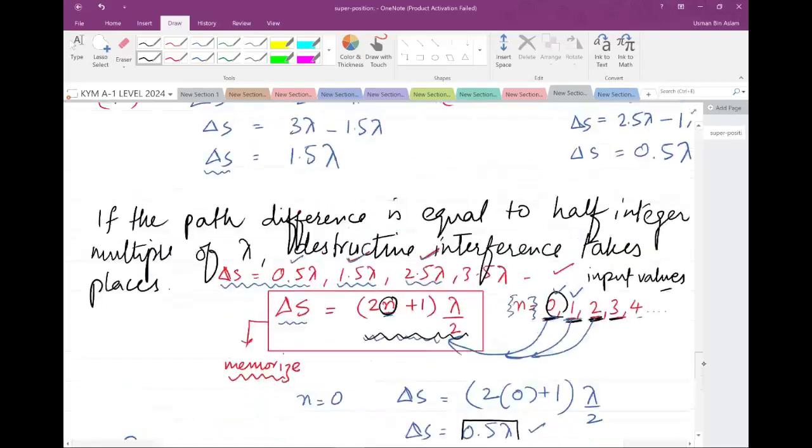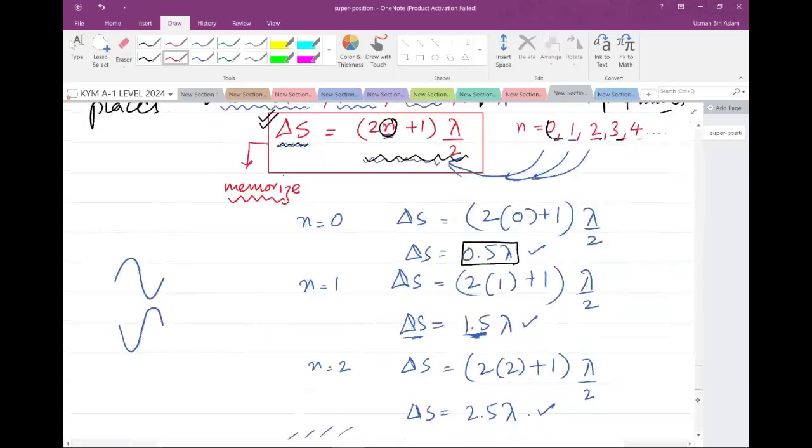Similarly, for this equation to give you different path differences of destructive interference, the input values are n equal to 0, n equal to 1, n equal to 2, n equal to 3. Do you get it? Yeah, it's starting to clear up. All right.